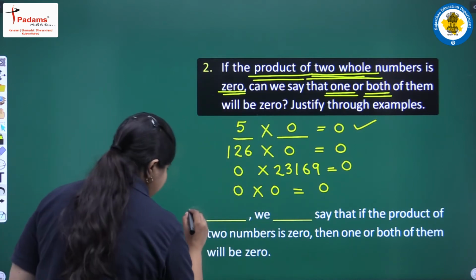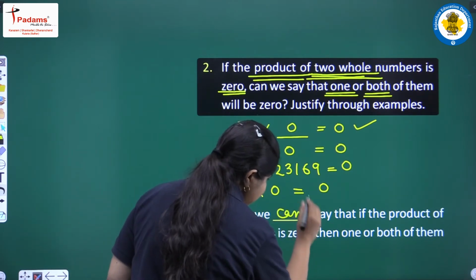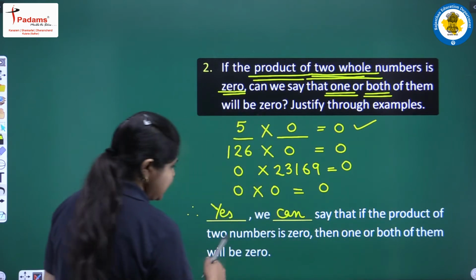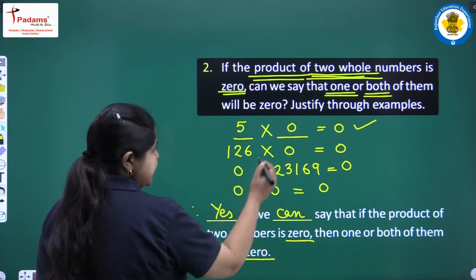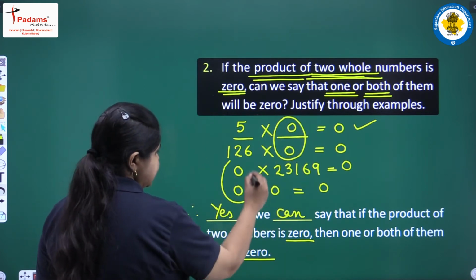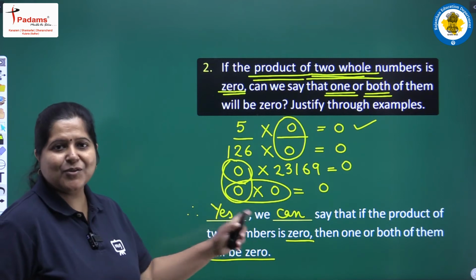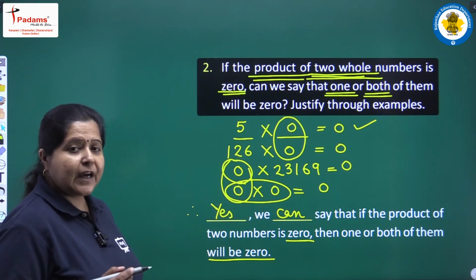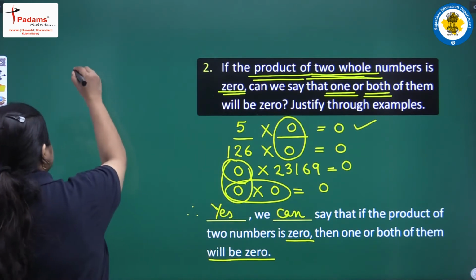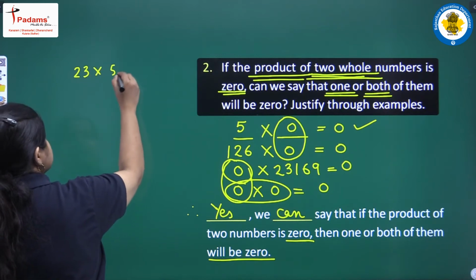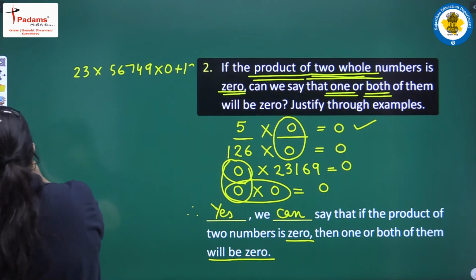So therefore yes, we can surely say that if the product of two numbers is 0, then one or both of them will be 0. We see that either one of them will be 0 as in this case, or both these numbers will be 0 as has been shown in these examples. Also, if we are given a question in which there are large numbers and many numbers, suppose we are having 23 into 5, 6, 7, 4, 9 into 0 into 12. Let me replace this sign by into.